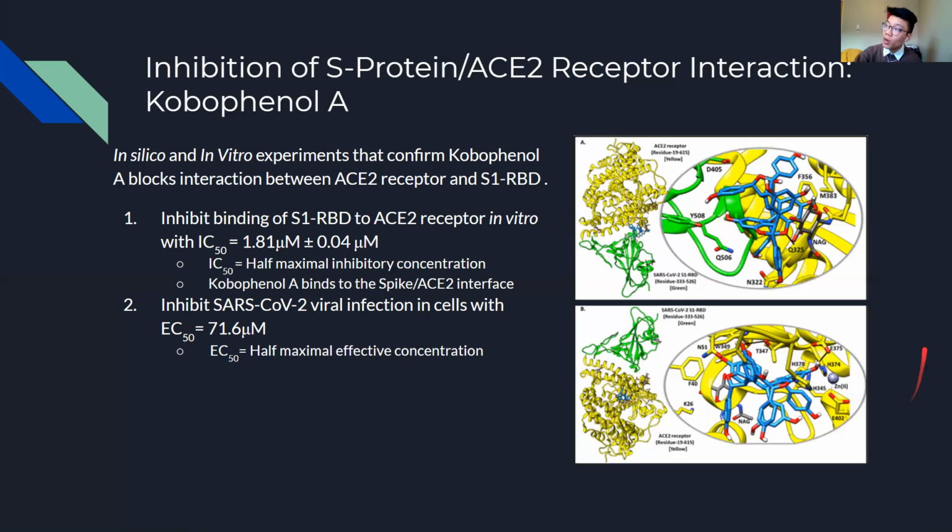The structures here are also predicted conformational changes that Cobophenol A causes on the green S1 receptor binding domain, as well as the yellow ACE2 receptor. And so the takeaway ultimately is that the Cobophenol A compound blocks the S1 receptor binding domain interaction with the host's ACE2 receptor.